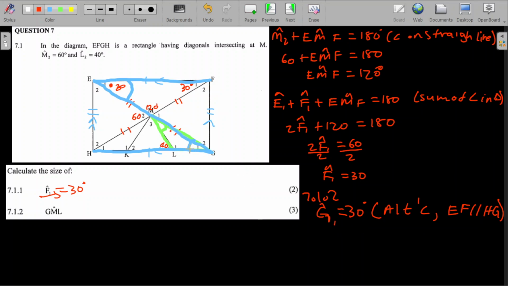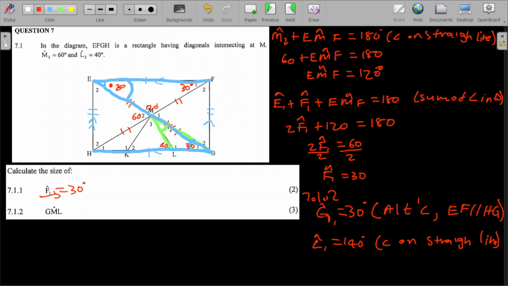And then from there, if this one is 30, I can find L1. How can I find this L1 here? So L1 is going to be 180 minus 40, which is going to be 140. So 180 minus 40 is going to give me 140. Reason: angles on a straight line. That's the reason for L1 here.